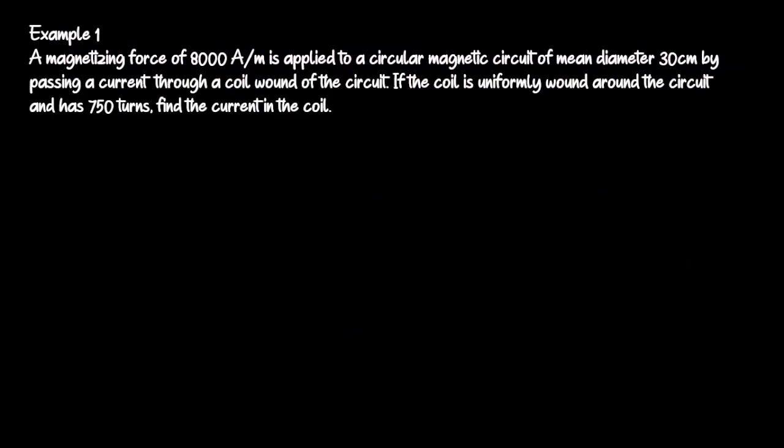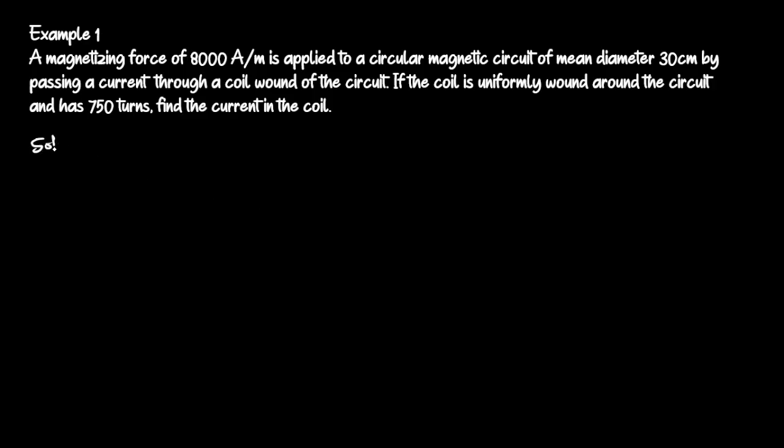Okay, so the first example I have over here: a magnetizing force of 800 ampere per meter is applied to a circular magnetic circuit of mean diameter 30 centimeters by passing a current through a coil wound on the circuit. If the coil is uniformly wound around the circuit and has 750 turns, find the current in the coil. Okay, so this is the example that we have.